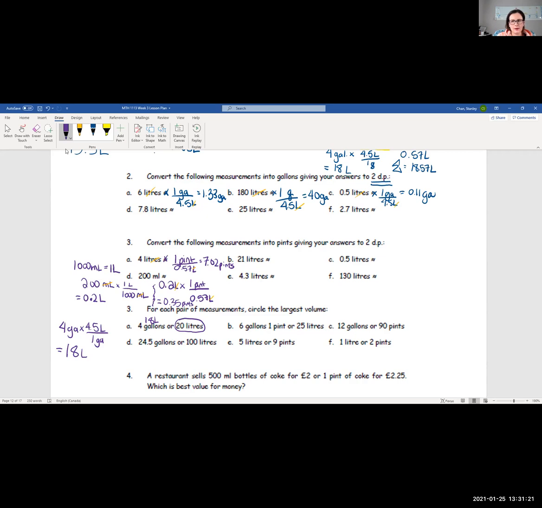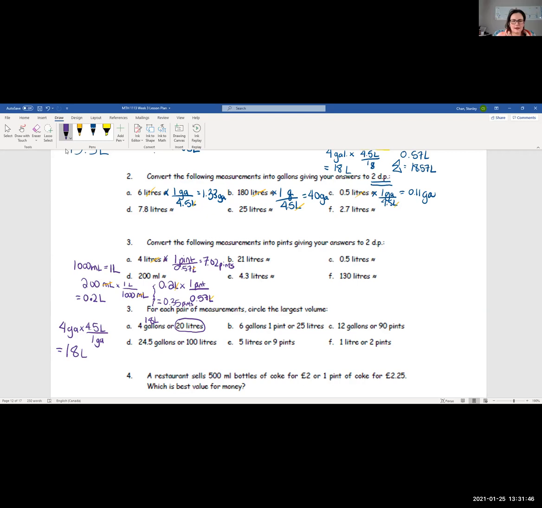All right, so 3B. 6 gallons and 1 pint or 25 liters. How do we know which one is the largest volume between these two? Do the same math that you just did.